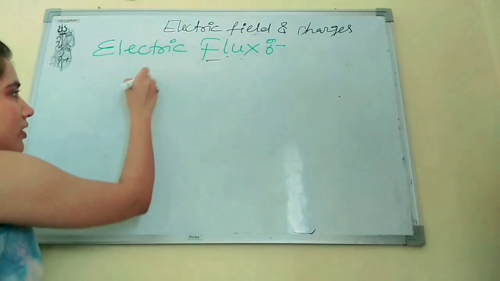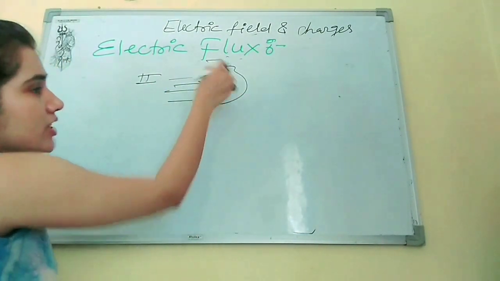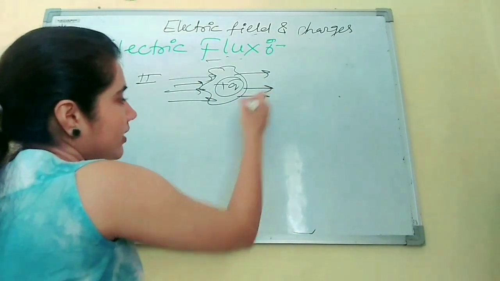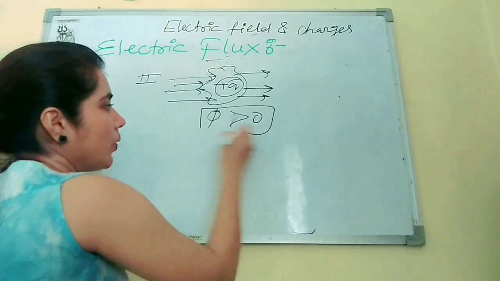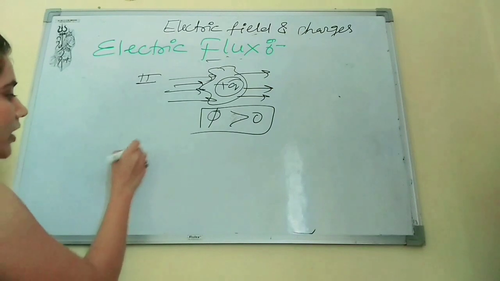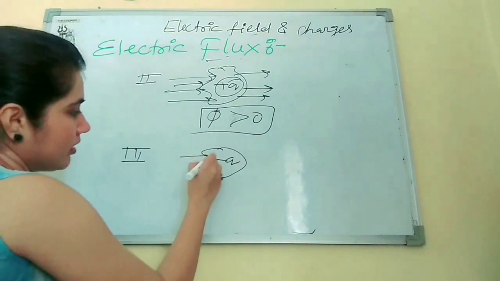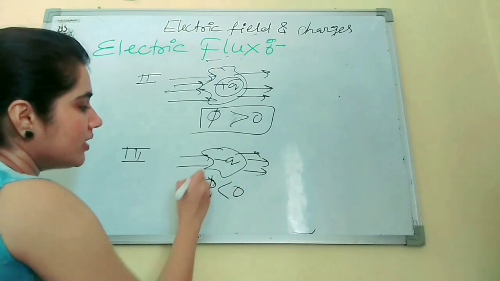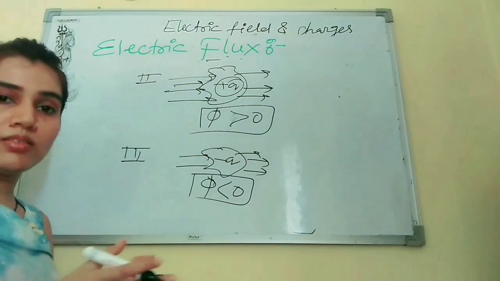Now the second condition: suppose this is a surface and lines are appearing, and the surface contains positive Q charge inside. Then what will happen? The value of flux will be greater than 0. You always get the value of flux greater than 0. In the third condition, if the closed surface contains minus Q charge, then what will happen in this case? The phi will become less than 0. These are the three conditions of electric flux. I hope it is understood.